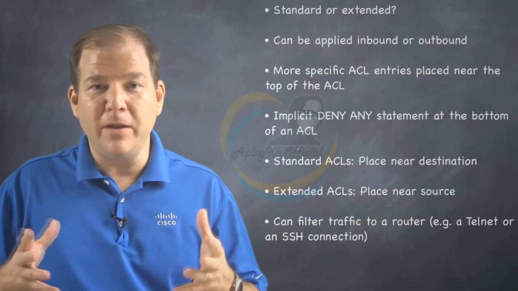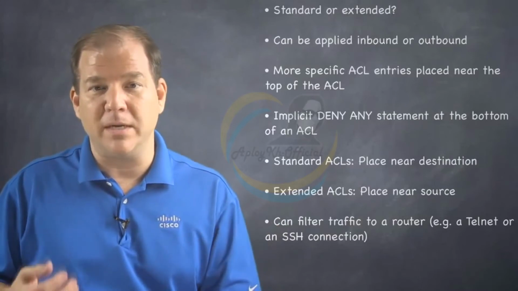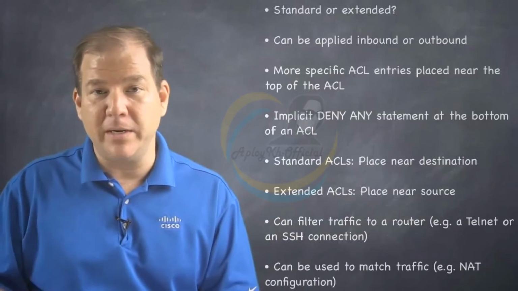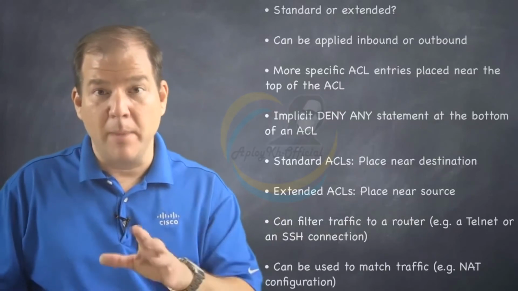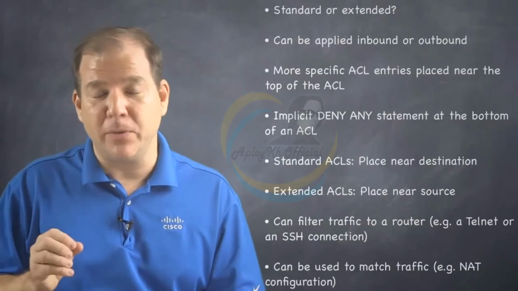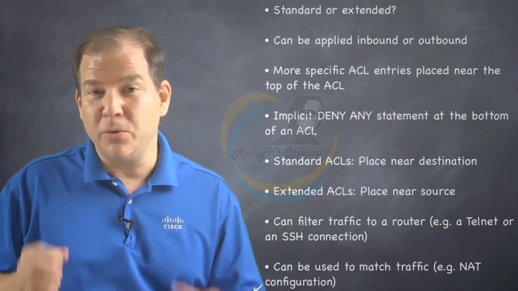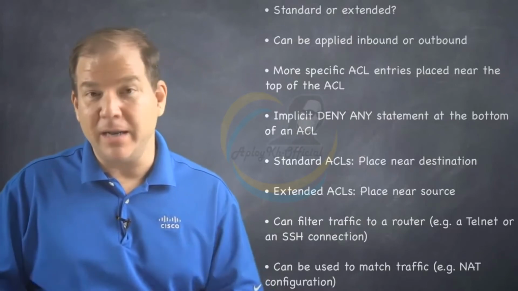And other than using ACLs to permit or deny traffic, we could use ACLs to match traffic, much like we did in our NAT configuration. Remember, when we were setting up network address translation, we had an access control list used to match inside local addresses.